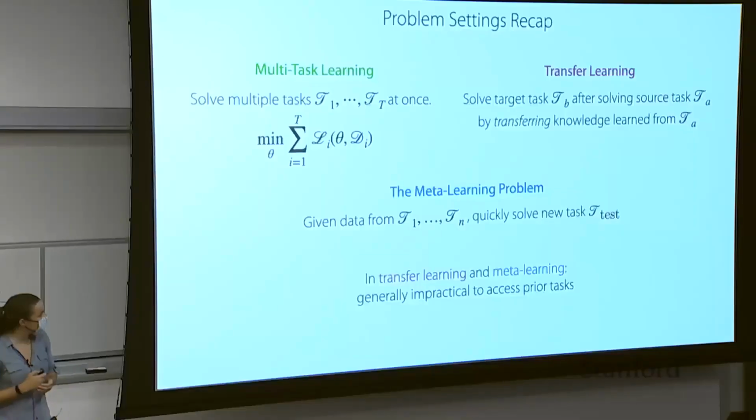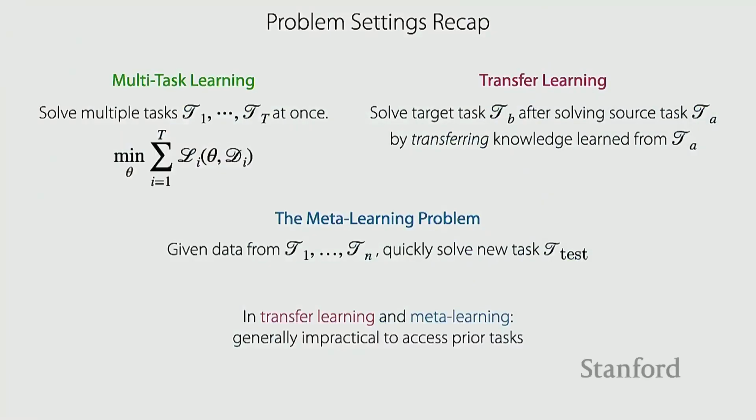Okay, so going back to the problem setting, in transfer learning and meta learning, it's generally assumed to be impractical to access the previous tasks, because maybe we have a lot of data and we don't want to continuously retrain on all of those previous tasks and data. We want to be able to quickly, both computationally and data efficiently, solve a new task. And in all of these settings, we want the tasks to share some structure.